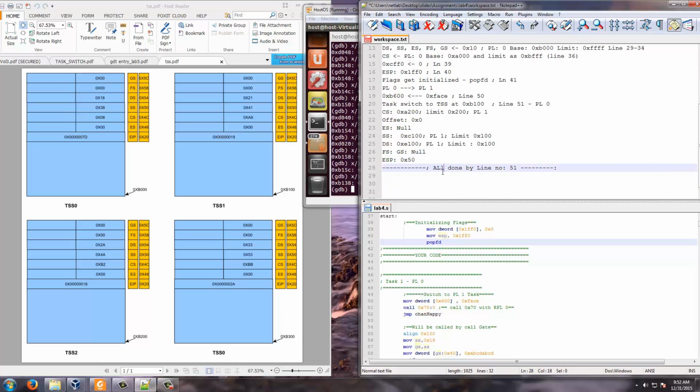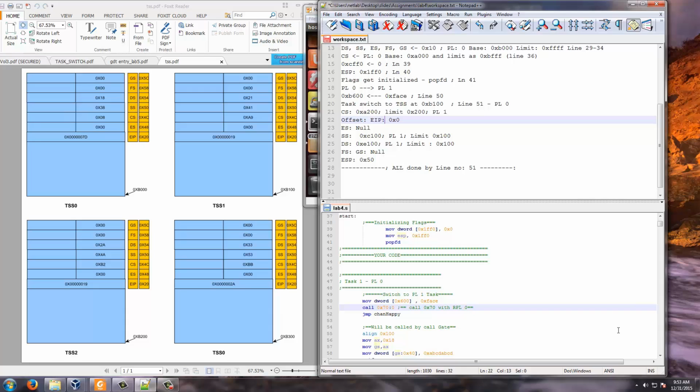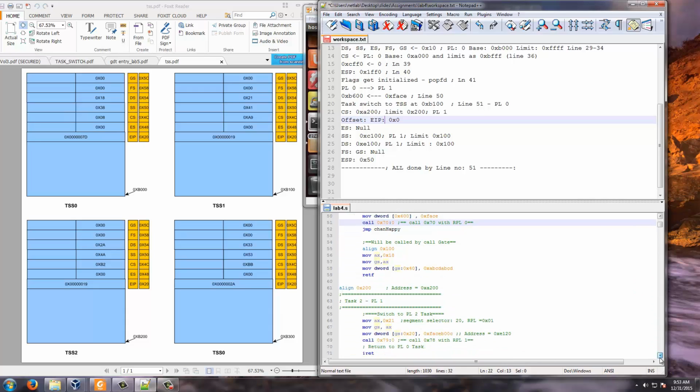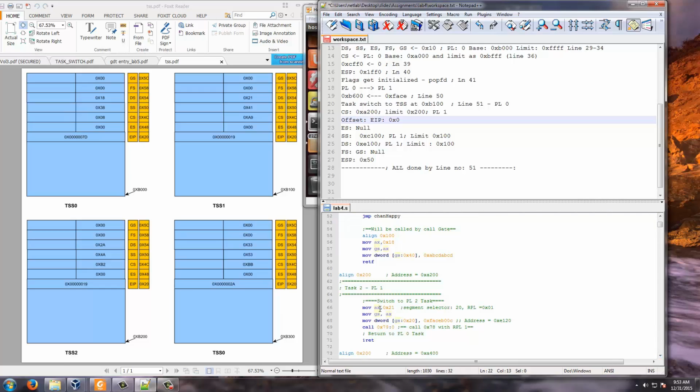Okay. So now the task switch will happen. Once this task switch, that is the call 0x70 happens, it should now start executing at 8200 because the offset, this is basically the EIP, is set as 0. So let us go and see where is 8200. At this point I do align 200, so it comes to 8200. So it starts executing this.